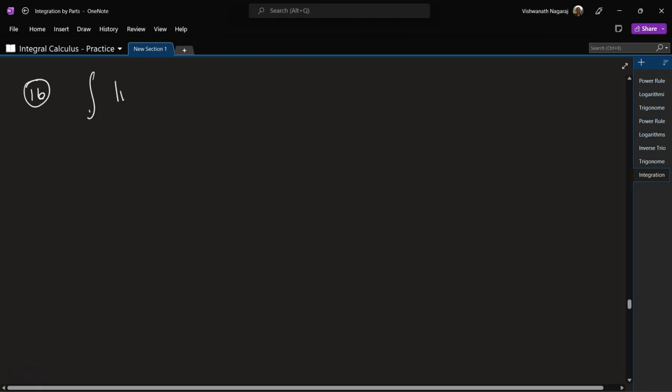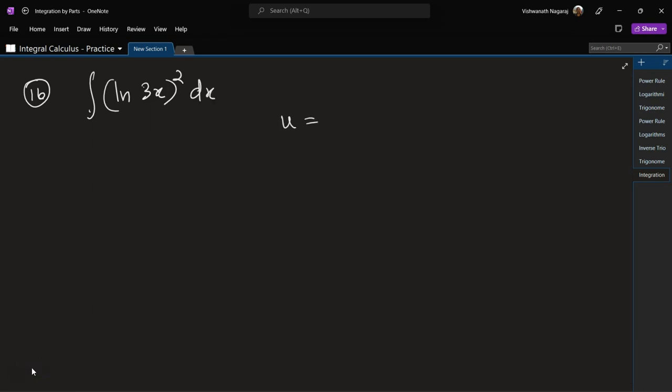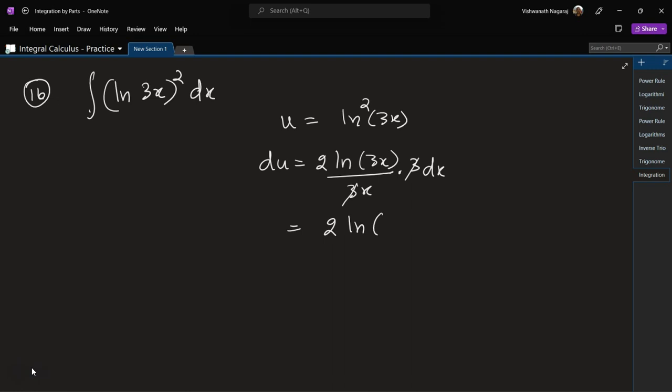16th one. Integral of natural log of 3x square. Now here let's take u is equal to natural log of 3x square. Okay, so du would be 2 natural log of 3x by 3x times 3 dx. So we get 2 natural log of 3x by x dx. And our dv will be dx. So if we integrate it, we get v is equal to x.